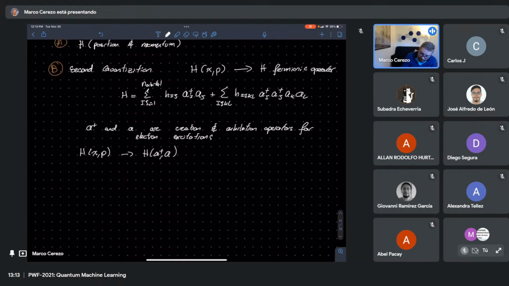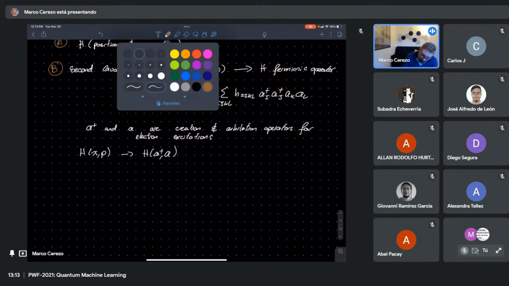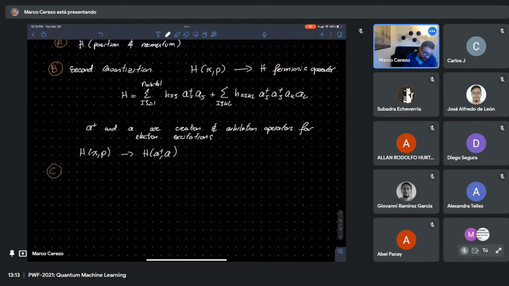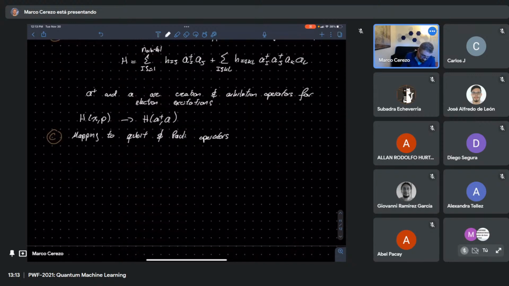I need to do another mapping, where I transform this into operators that my quantum computer can read. And what is the best thing for my quantum computer? Pauli operators. So now we do a mapping to qubit and Pauli operators. There are different mappings that one can use. Let me just give you two examples, like the Jordan-Wigner transformation or the Bravyi-Kitaev transformation. I always forget. Yes, I think it's like this. If I didn't, I'm sorry.